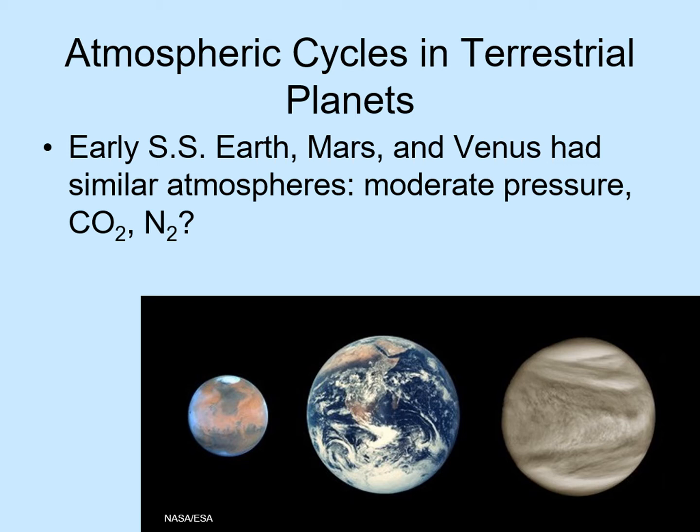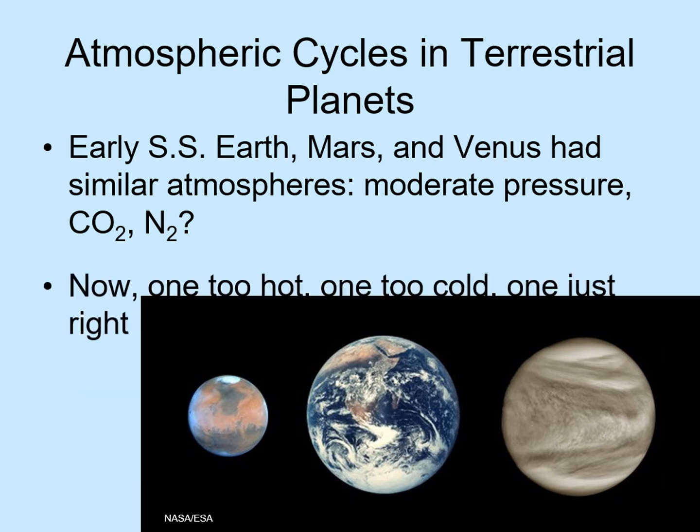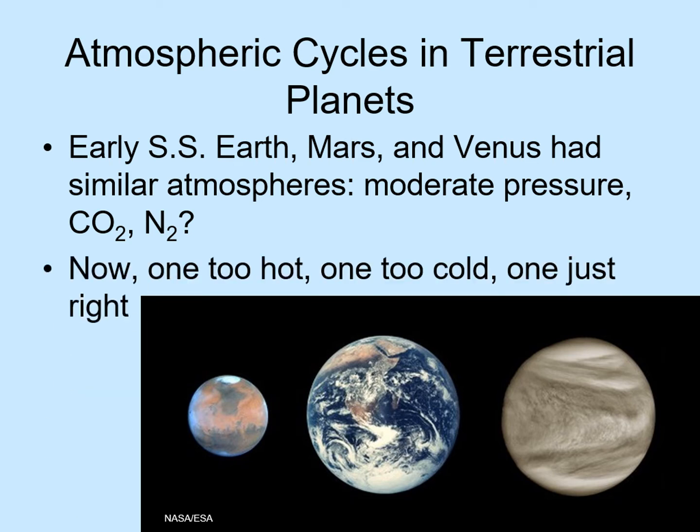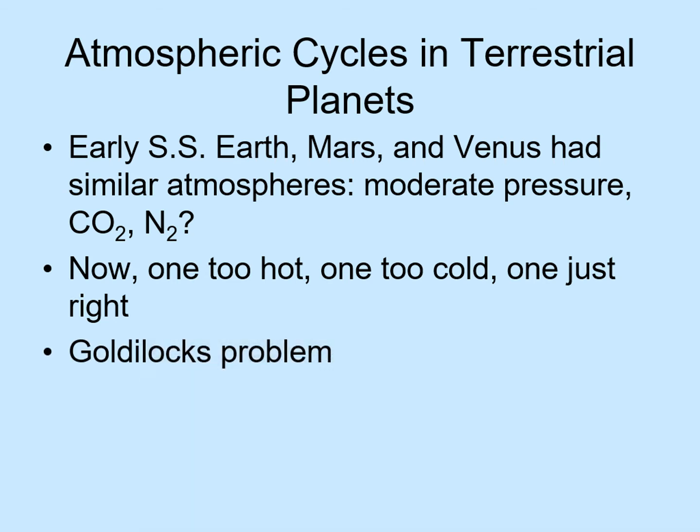For Venus, it's harder to tell what its early history was like, but we can get some clues from the chemistry of the atmosphere, which suggests that in the past Venus had a much thinner and wetter atmosphere than we see today. So if you had visited our solar system several billion years ago, you might have found three worlds with moderate pressure atmospheres, with a good temperature for liquid water, and dominated by carbon dioxide and possibly nitrogen. However, today we find one that is much too hot, one that is much too cold, and one that is just right. For that reason, planetary scientists call this the Goldilocks problem.